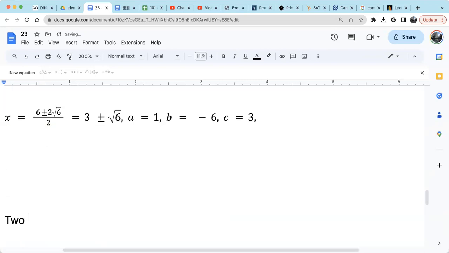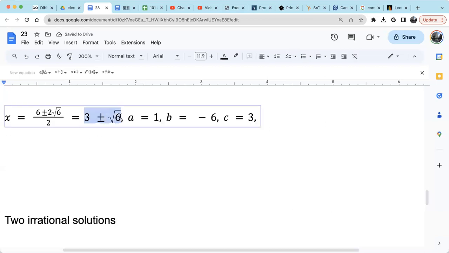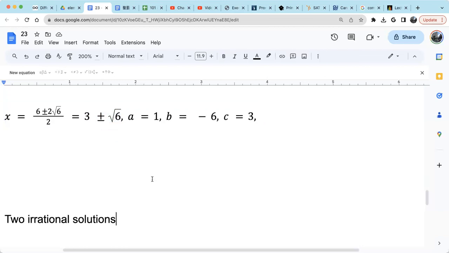Because this file, I used Google Doc to translate the PDF file to a Google Doc. So that's why it's weird. But it works, right? So we have 2 irrational solutions: 3 plus radical 6 and 3 minus radical 6.